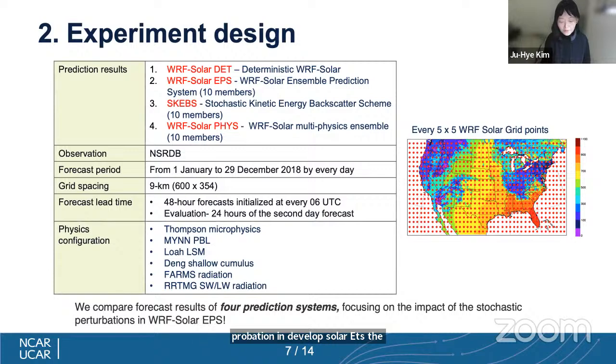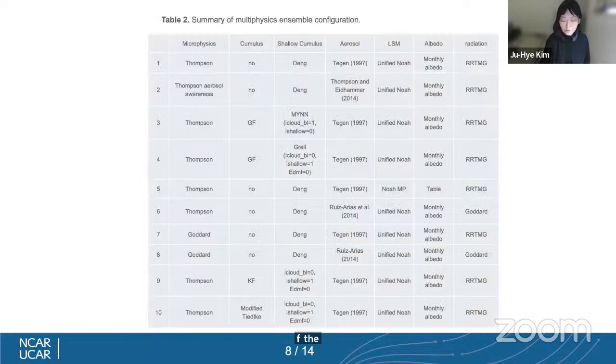The 48 forecasts were conducted, initialized at every 6 UTC, which is optimized for day-ahead solar irradiance forecasting. Evaluations are conducted for every 5 by 5 grid point of the WRF-Solar domain using the NSRDB observation. The 3 experiments, WRF-Solar deterministic, EPS, and SCAPS, have the same physics configuration, which is the reference configuration of WRF-Solar. And the WRF-Solar multi-physics ensemble has 10 different combinations of physics schemes.